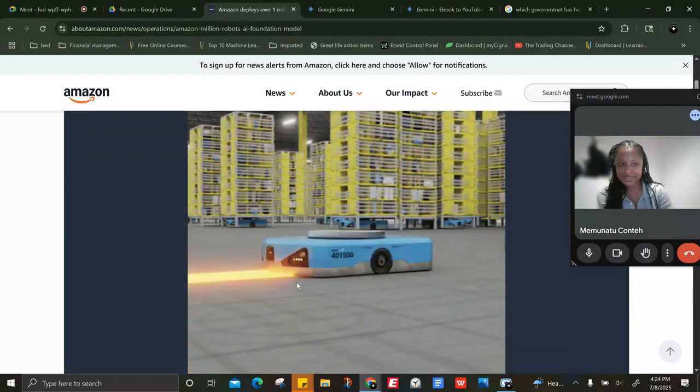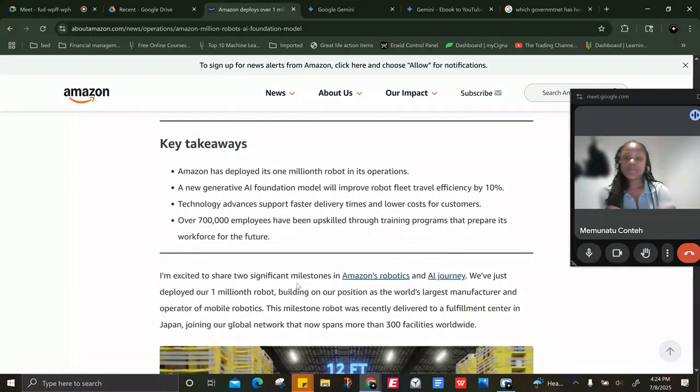Look at that. Amazon has deployed 1 million robots. The new generative AI foundation model will improve robot fleet travel efficiency by 10%. Technology advances support faster delivery times and lower costs for customers. Over 700,000 employees have been upskilled through training programs that prepare its workforce. That is what's going to happen. So a lot of people are going to have to be upskilled to know how to use AI technology.